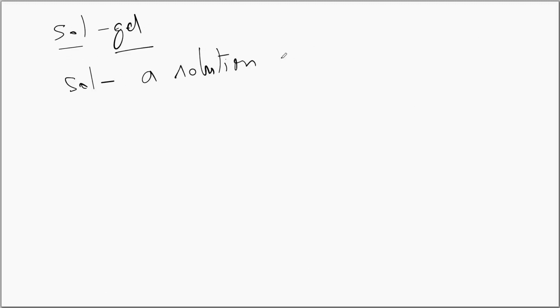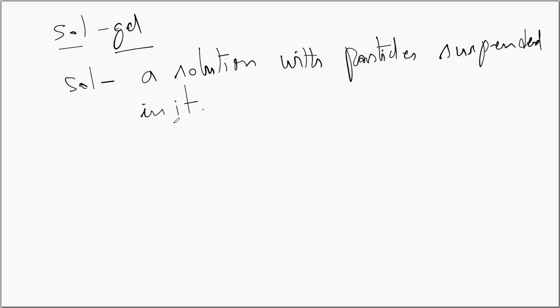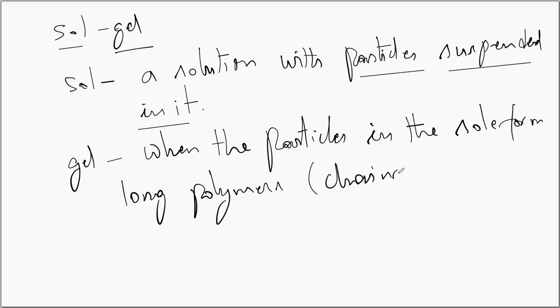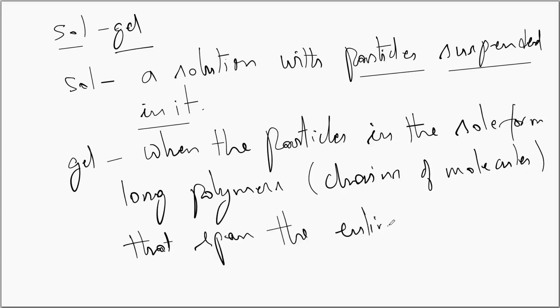In the sol gel method, the sol is a solution with particles suspended in it. A sol essentially is a solution with the particles suspended in it. We shall now see what a gel is. When the particles in the sol form long polymers or chains of molecules that span the entire sol, a gel is formed.